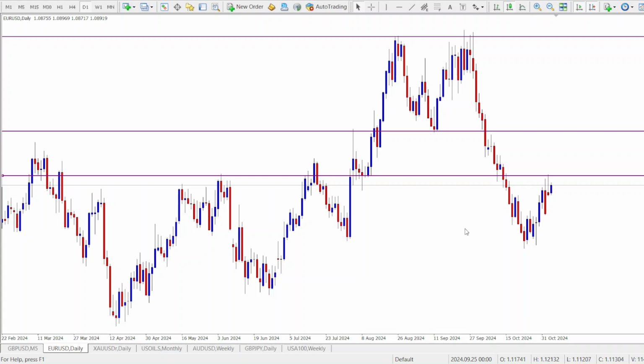Thirdly, execute your trades. Once you've identified potential trades, it's time to execute. Stick to your predefined risk management rules and set your stop loss and take profit orders. Monitor your trades throughout the day, but avoid overtrading. Sometimes the best action is no action at all.